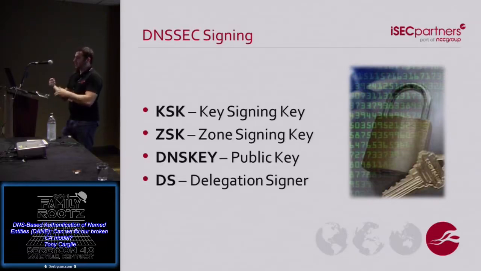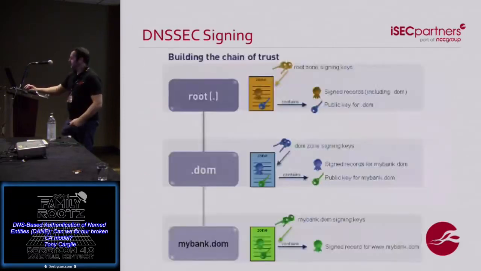And then now in your zone, you're able to say, all right, so the key signing key has signed my zone signing key, and my zone signing key has signed this record, which creates that chain of trust. That can be kind of confusing, I can understand. This kind of highlights a little bit of that.